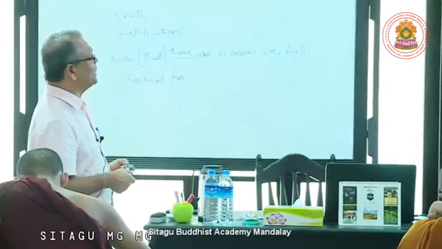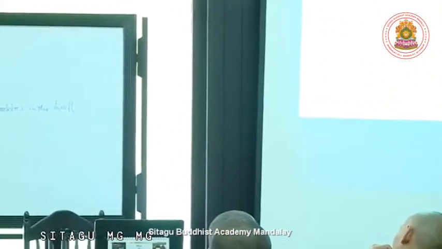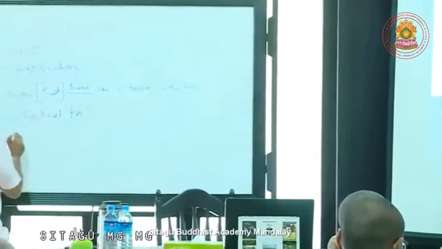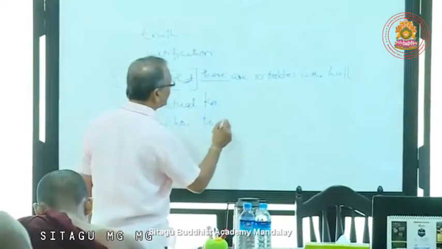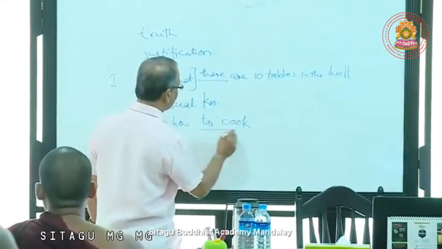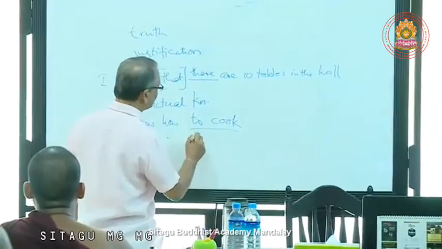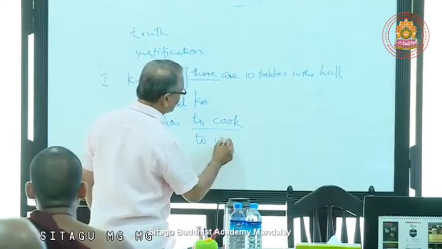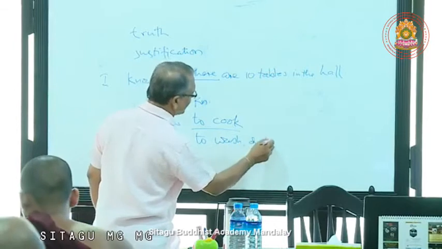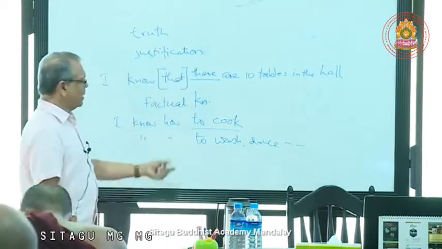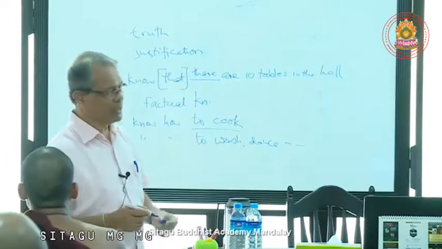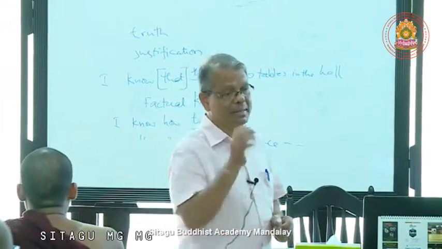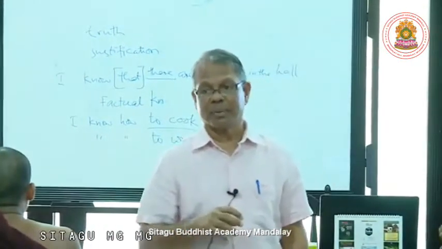And then we have knowing how. Knowing how means the skills. It can be stated something like that. I know how, we can say, to cook. I know how to wash, dance, and so on. Now, what kind of knowledge is this? What is the difference between number one and number two? When I say propositional knowledge, how different is this from knowing how?